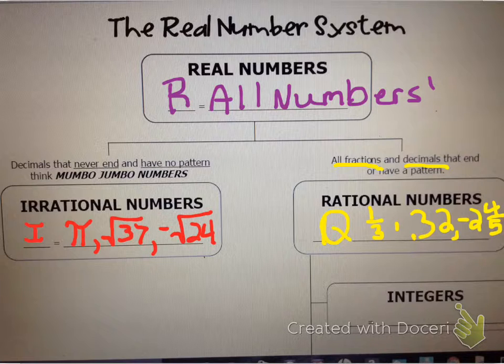Okay, now we're going another step further, and we're going to get down to integers. Integers are labeled with a Z. An integer is only going to be your positive and negative numbers. Not decimals, not fractions, like -3, -2, 0, 1, 3. Those are all going to be integers.